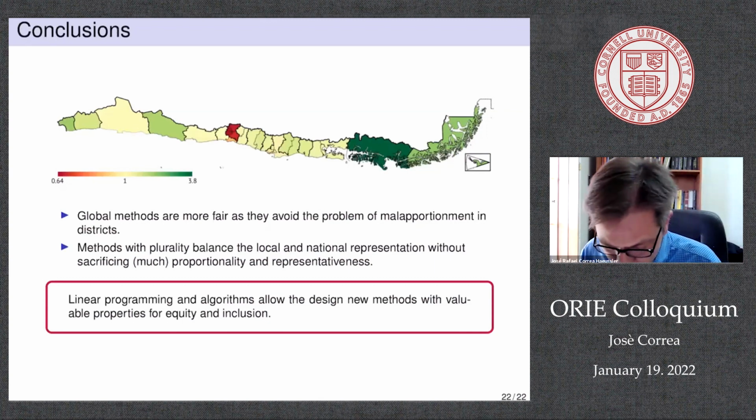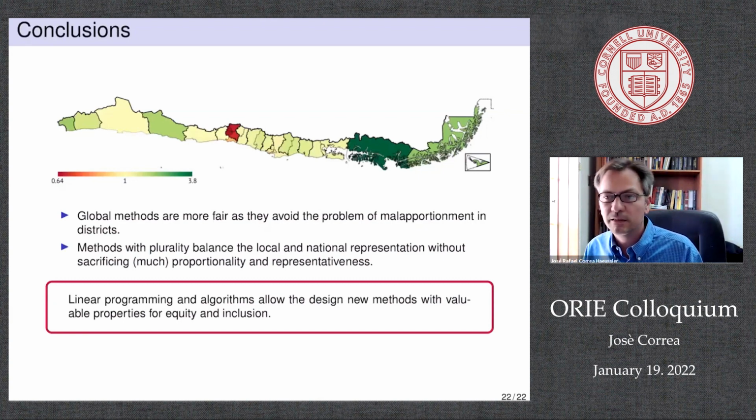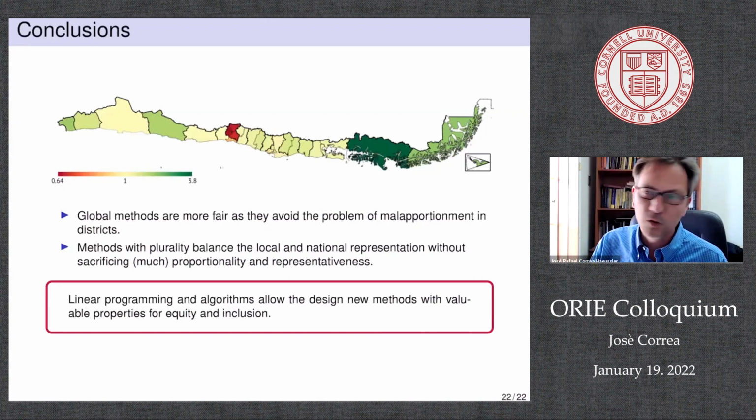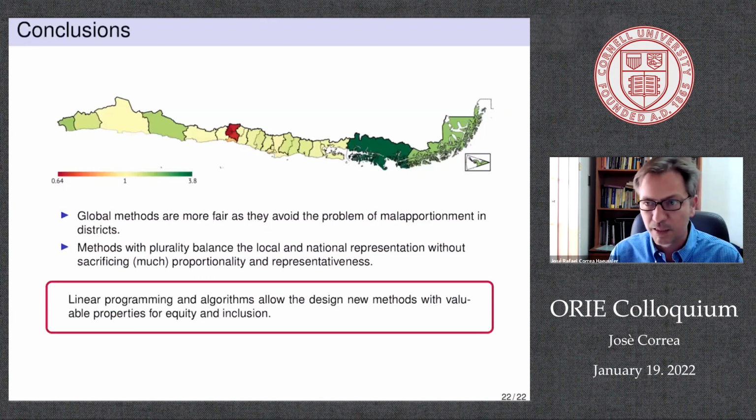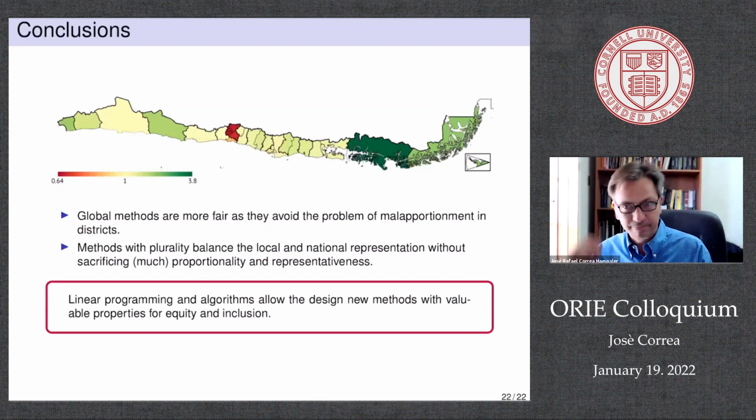But I guess the main conclusion is that using OR, linear programming, algorithms is actually a good tool, and as societies become more complex, I think the demands will become higher. Methods are complicated, but in the end, even with the current methods, most people don't know how they work. And I guess if you have some reasonable outcomes, it's possible to convince people and politicians that there are better ways to represent the people in a society. So thank you.